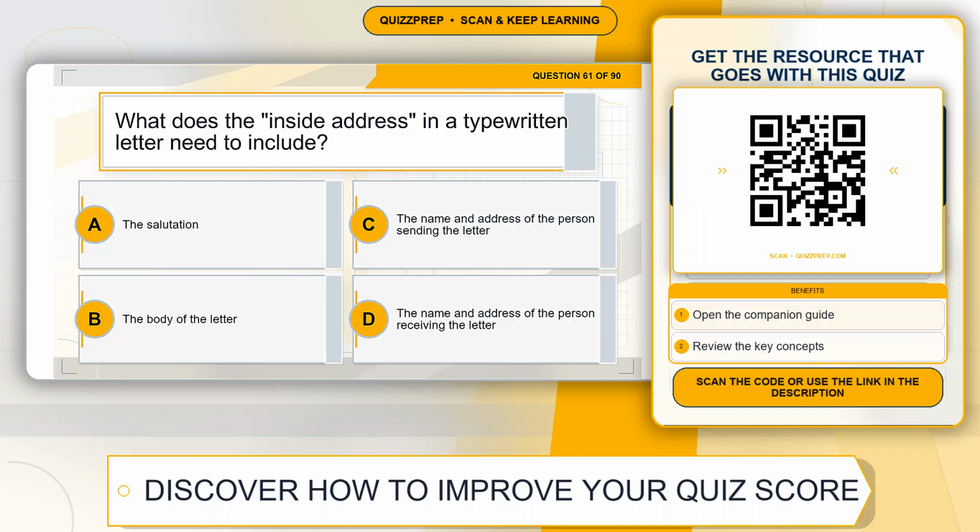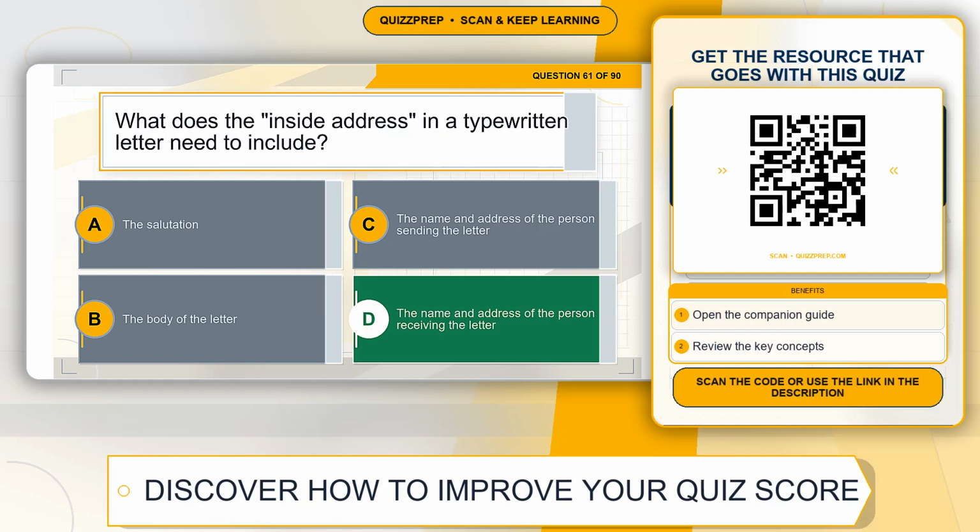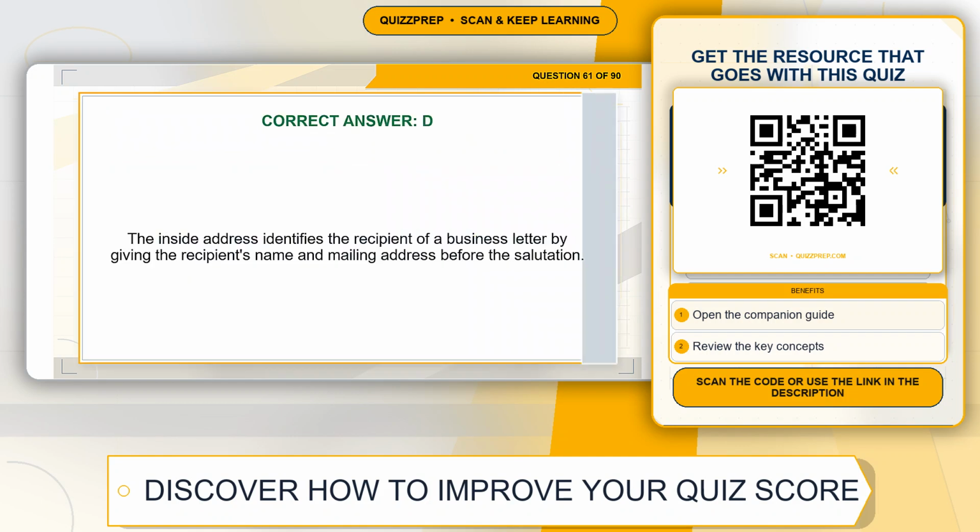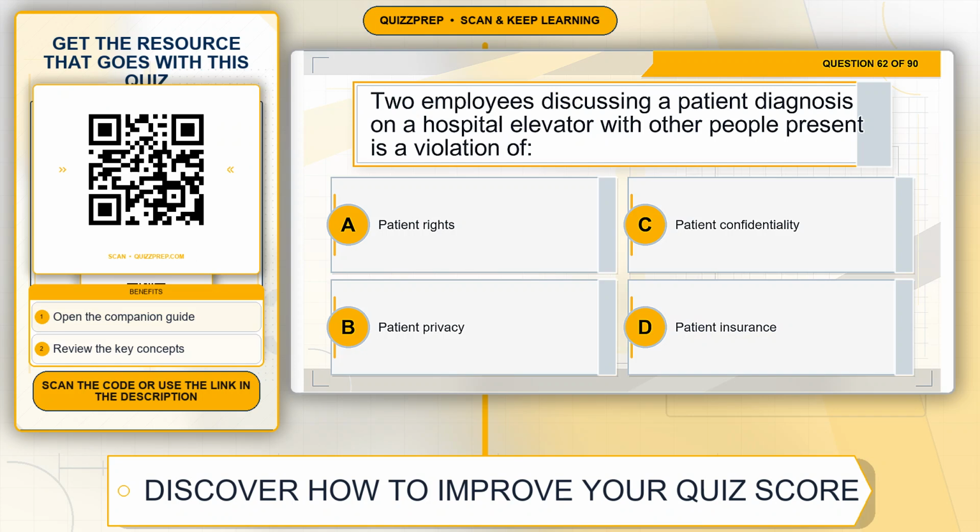Question 61. What does the inside address in a typewritten letter need to include? Option A, the salutation. Option B, the body of the letter. Option C, the name and address of the person sending the letter. Option D, the name and address of the person receiving the letter. The correct answer is option D, the name and address of the person receiving the letter. Explanation. The inside address identifies the recipient of a business letter by giving the recipient's name and mailing address before the salutation.